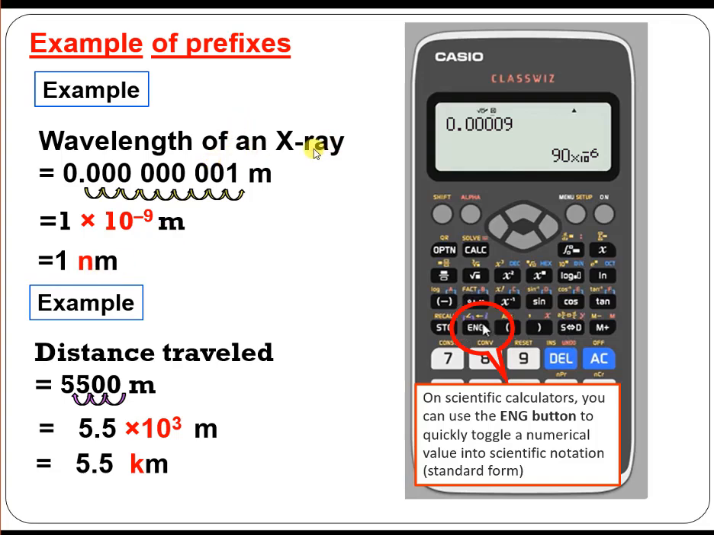For example, the length of an X-ray is 0.000000001 meter. We can write it in scientific notation, or we can replace the power with a prefix. So the length of an X-ray is 1 nanometer. Same goes for a distance traveled of 5,500 meter. We can put it in scientific notation, and then replace the power 10 to the power of 3 with the prefix kilo. On a scientific calculator, you can use the ENG button to quickly toggle a numerical value into scientific notation or the standard form.